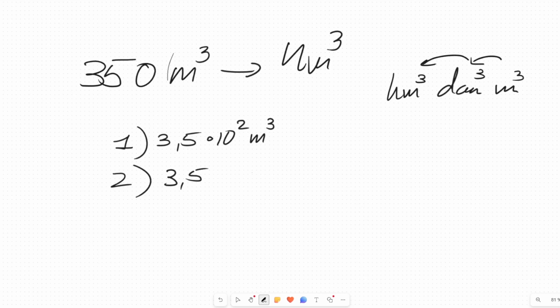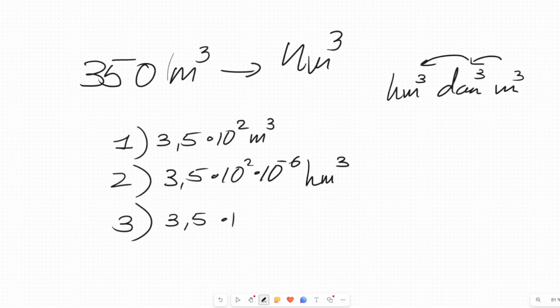So when we write down the equivalence, we're going to write down 10 to the power of minus 6, because 6 is triple 2, which are the number of steps we're taking between these two units. And in that way, we will be changing between cubic meters and cubic hectometers. And in the final step, we will just multiply the base 10 powers, and we will get 3.5 times 10 to the power of minus 4 in this case, because 2 plus minus 6 is minus 4. Okay.